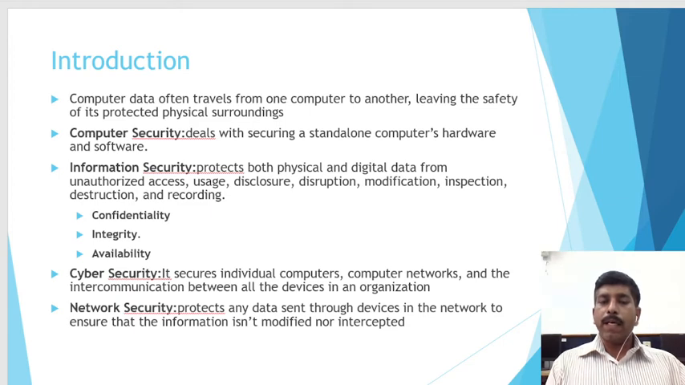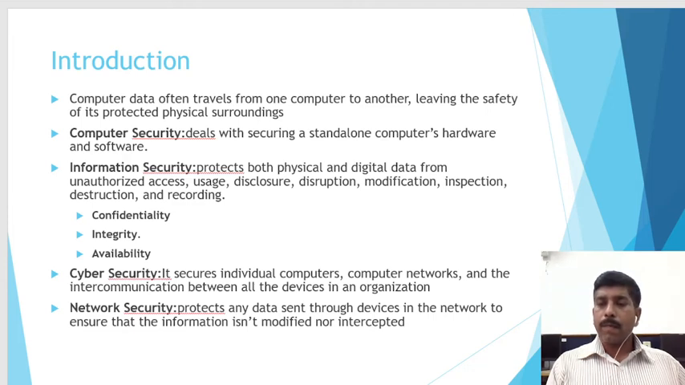Fourth, network security. It is a subset of cyber security. Network security protects any data sent through devices in the network to ensure that the information is not modified nor intercepted. Whereas network security protects the organization's IT infrastructure against threats such as viruses, spywares, adwares, Trojan horses, worms, hackers, etc.